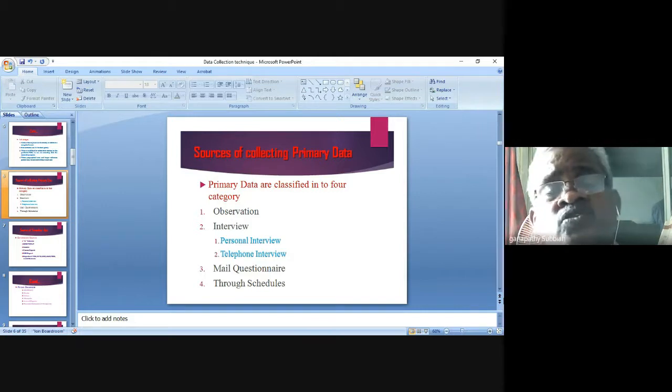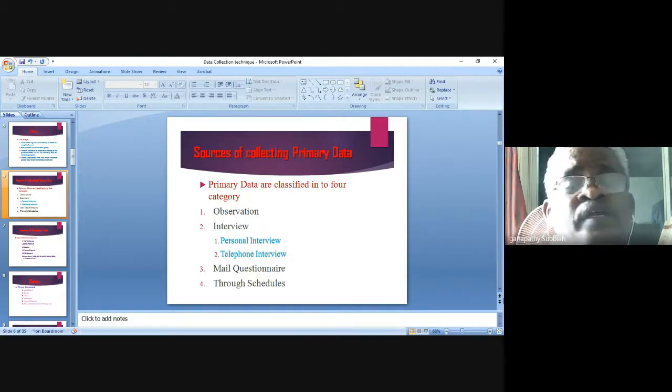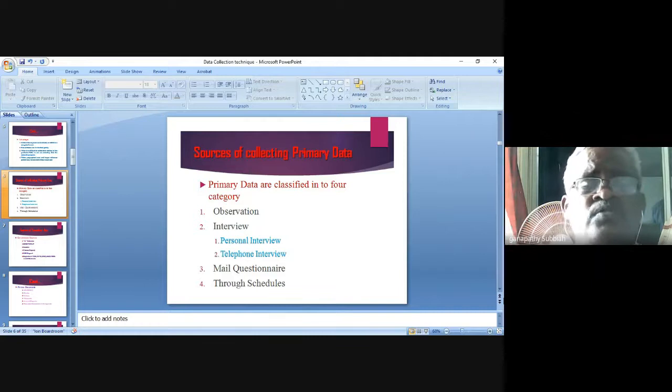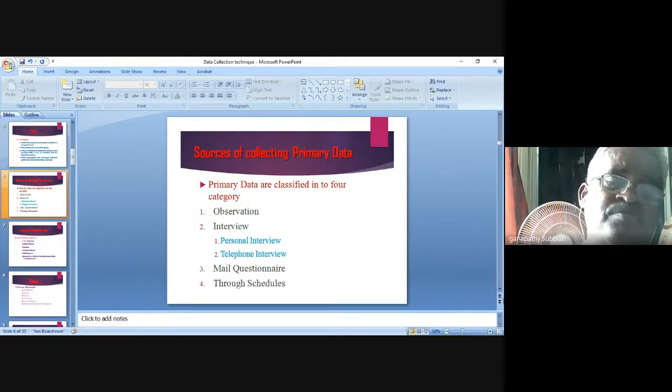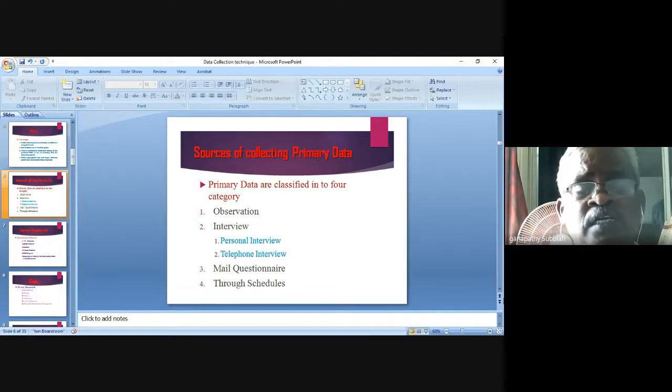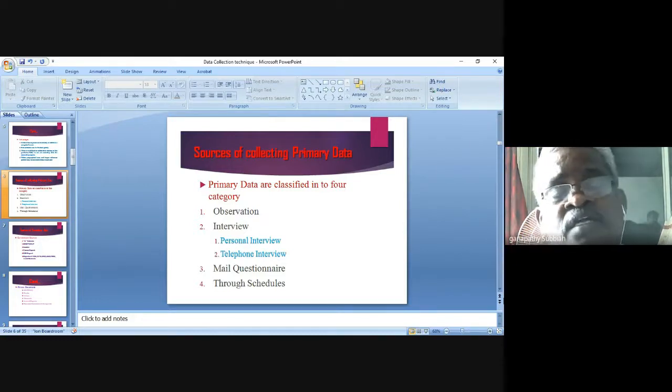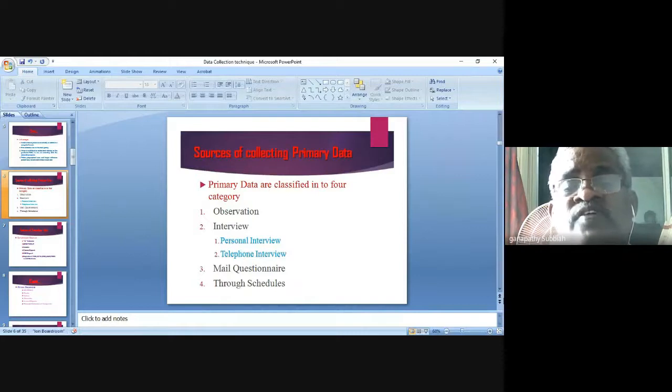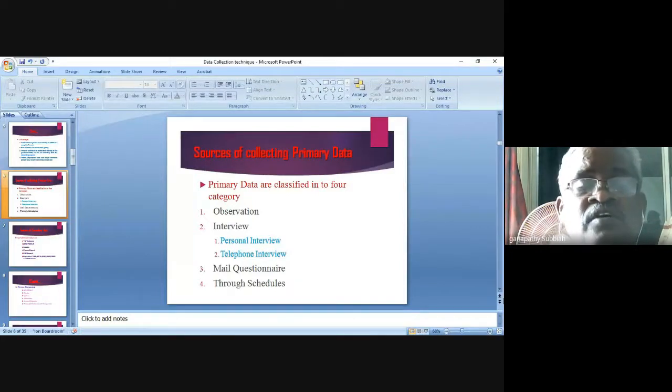Next, we move to sources of collecting primary data. What are the sources for collecting primary data? How do we collect the primary data? What are the tools to be applied by the researcher for primary data collection? The primary data collection is classified into four categories.